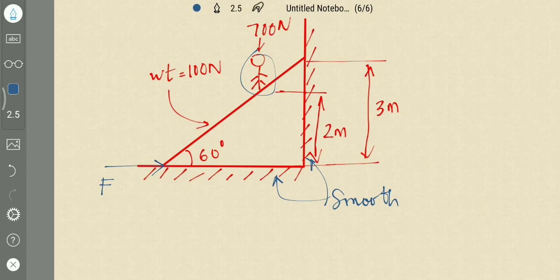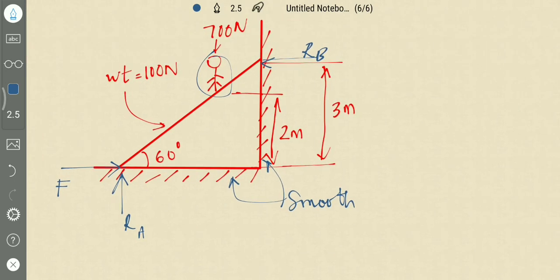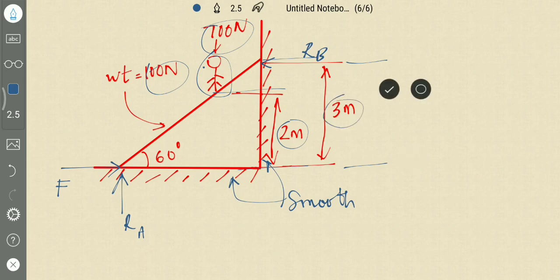And he is also asking to find the reaction developed by the floor and the reaction developed by the wall on the ladder. Let us find it. The weight of the ladder is 100 Newton. Weight of this guy is 700 Newton. The height from the floor to the guy standing on the ladder is 2 meters. The total height where the ladder is placed is 3 meters. The angle between the ladder and the floor is 60 degrees. This is the given data.